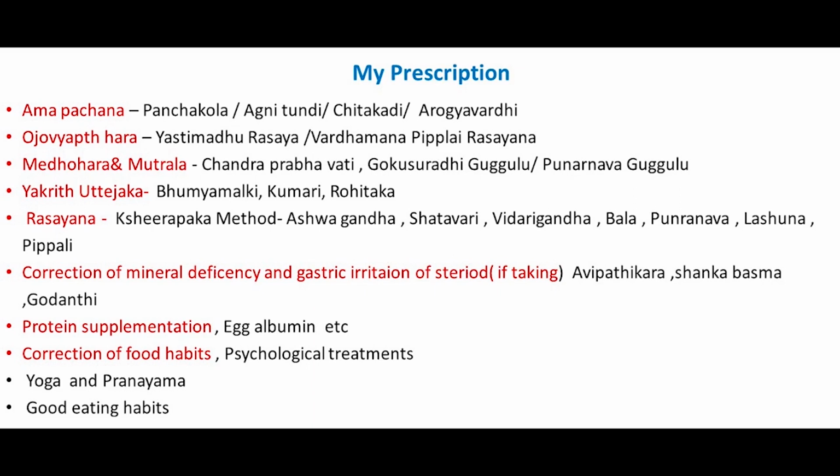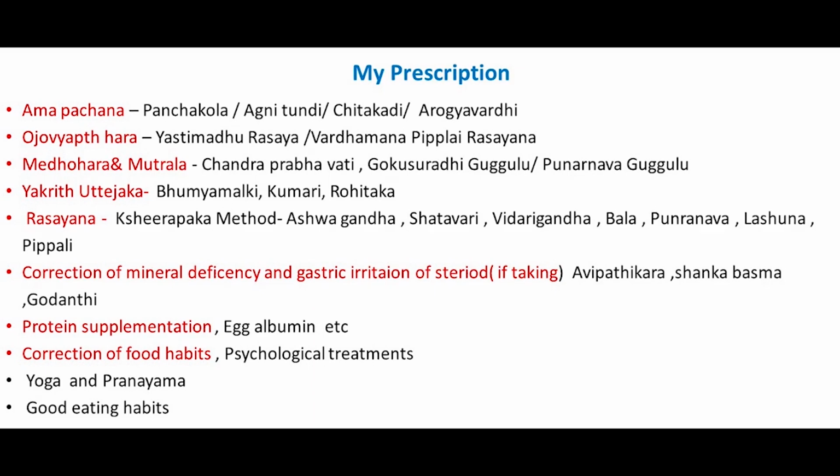Then one Rasayana treatment should be there. Usually Rasayana or Ojo Vardhaka treatment. That can be combined together. Usually I prescribe by the Kshirapaka method. The most common drugs used are Ashwagandha, Shatavari, Vidarigandha, Bala, Punarnava, Lashuna, Pippali, Yashti Madhu, etc.